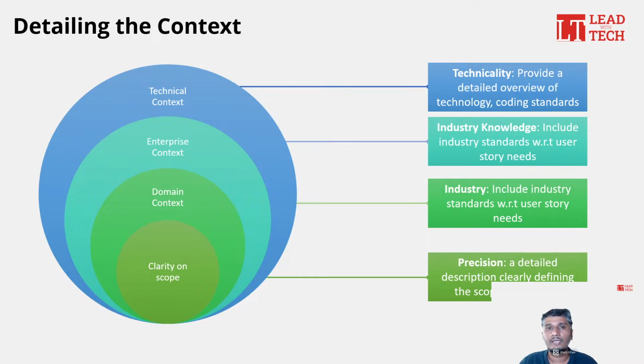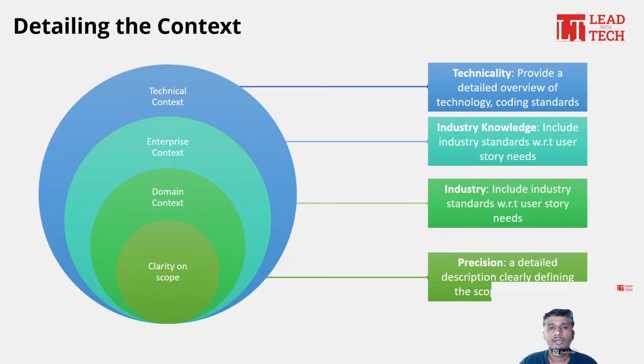Domain context is based on the domain you are in: manufacturing, banking, e-commerce, online bank payment. Based on the domain, there are some standards. So how do you bring in that domain context so that the code and services you build are aligned to the industry standards? And finally, you will have some context specific to the story and the sprint you're building, which will help you get clarity on the scope.